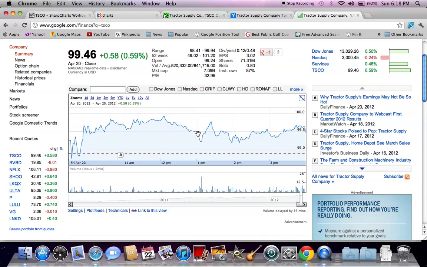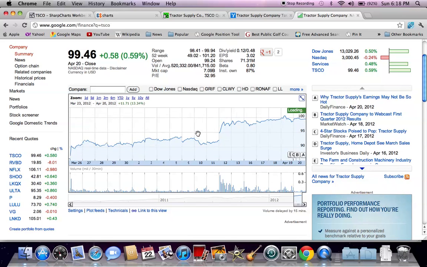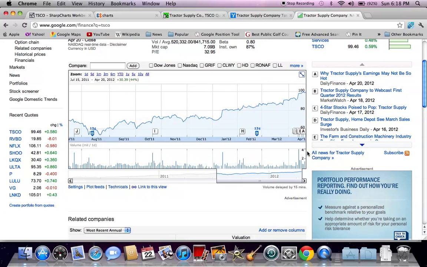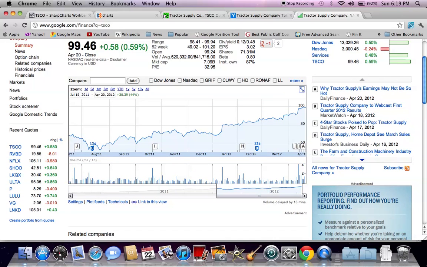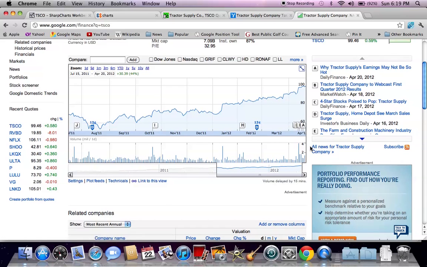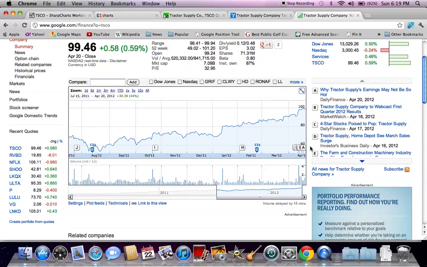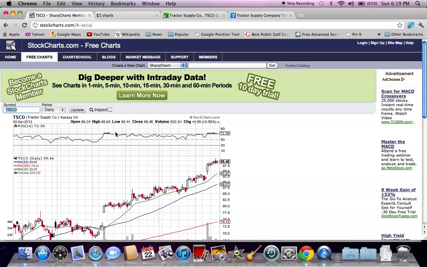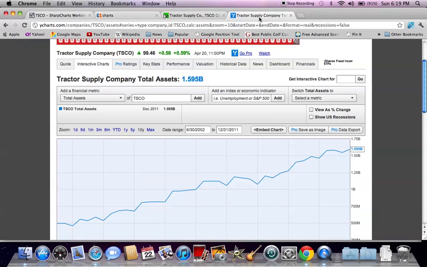So if you're new to investing, I would suggest looking at finance.google.com as one of your resources. It's probably not the best stock charting resource for technical analysis, but it may be the most visually pleasing. I would suggest starting with stockcharts.com and maybe getting some more information on YCharts.